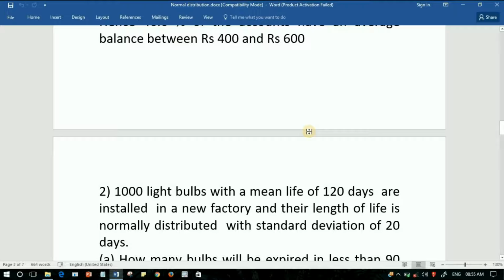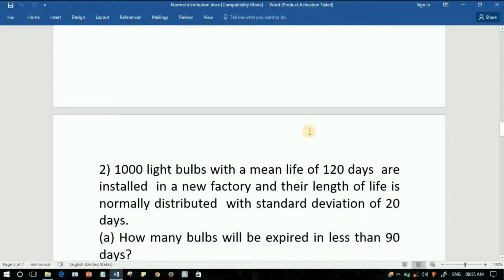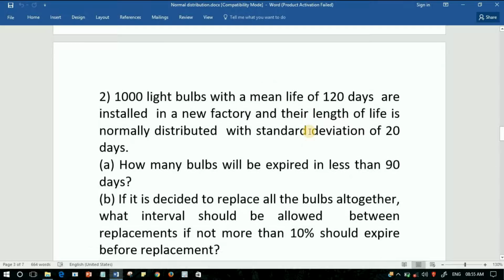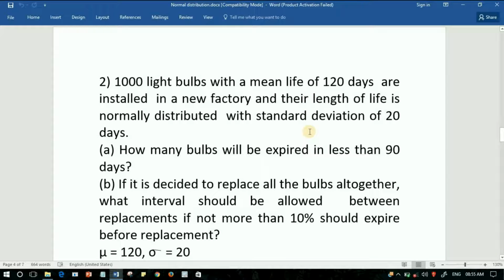Second question: 1000 light bulbs with a mean life of 120 days are installed in a new factory and their length of life is normally distributed with a standard deviation of 20 days. Question number 1, how many bulbs will expire in less than 90 days? Question number 2, if it is decided to replace all the bulbs altogether, what interval should be allowed between replacements if not more than 10% should expire before replacement?